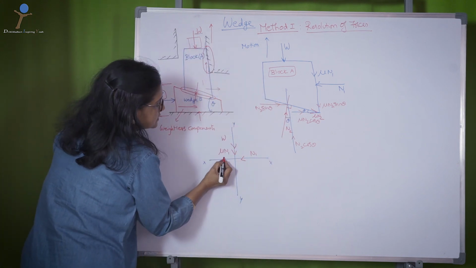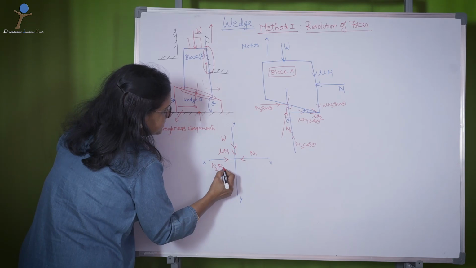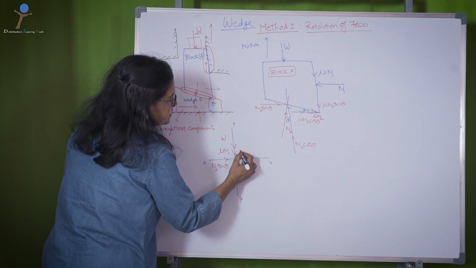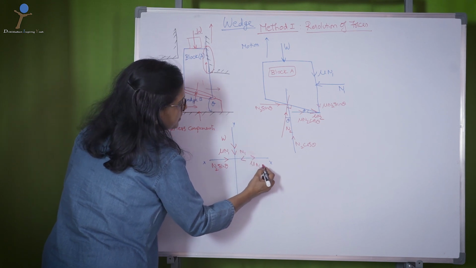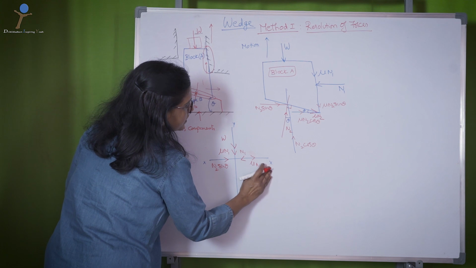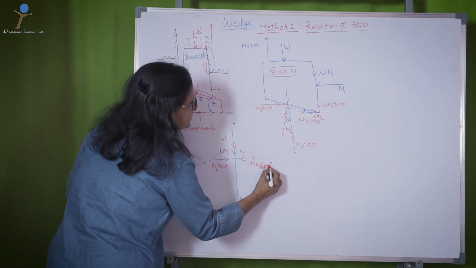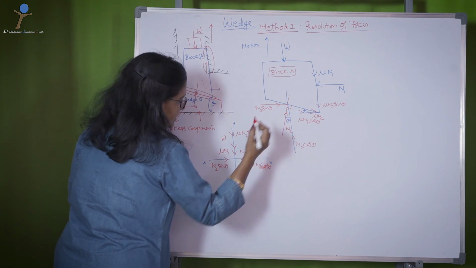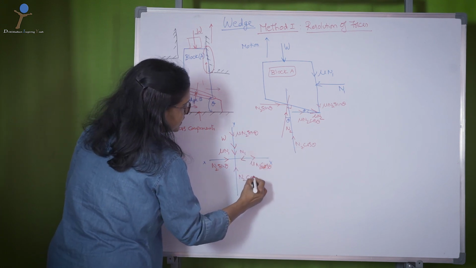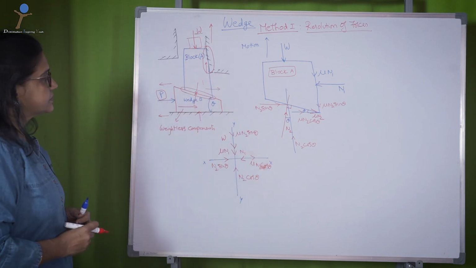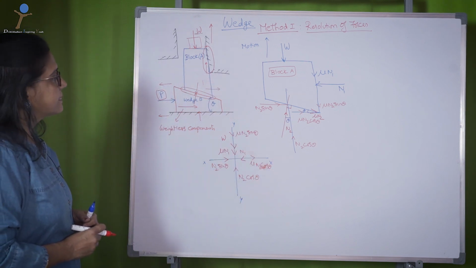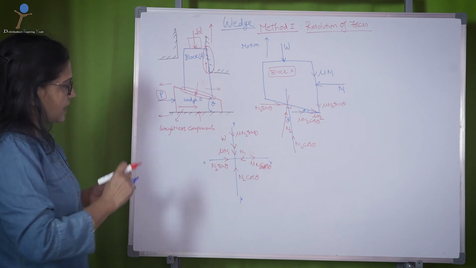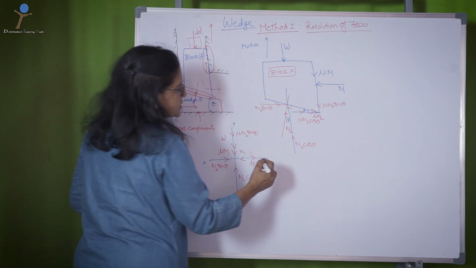So, negative n2 sin theta and mu n2 cos theta. Downward direction is mu n2 sin theta, then upward direction here is n2 cos theta, right. Now, just apply the equilibrium forces.